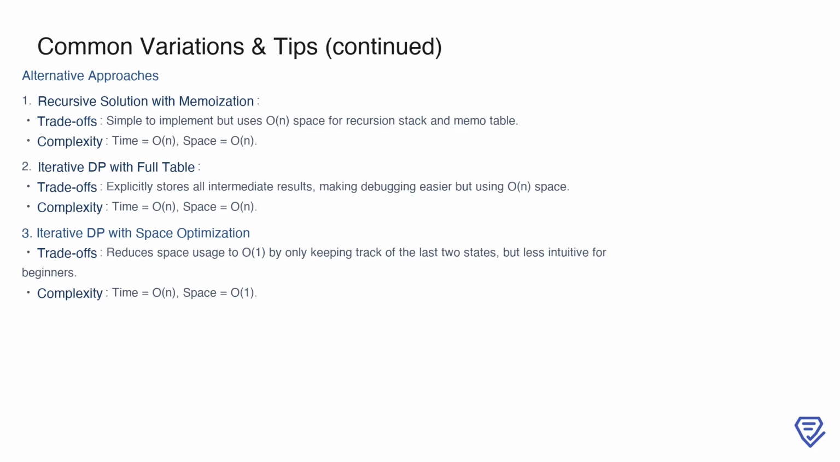For the most space-efficient option, iterative dynamic programming with space optimization reduces memory usage to O(1) by keeping track of only the last two states. While this method is less intuitive for beginners, it's highly efficient in terms of space. Understanding these trade-offs allows you to choose the approach that best fits the problem's constraints and requirements.